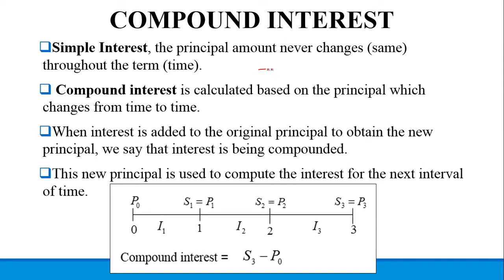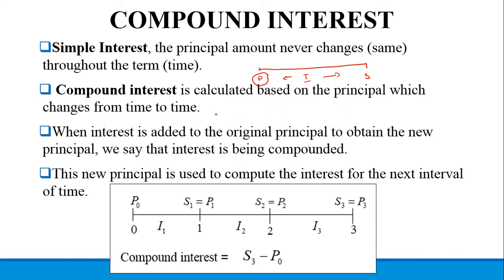Suppose that you have this timeline, which is P and S. For simple interest, you only have one P. You will not update the P. So you calculate the interest based on the P until S. For simple interest, you calculate the interest based on the initial P until S. Maksudnya, you kira interest melalui daripada P yang asal.